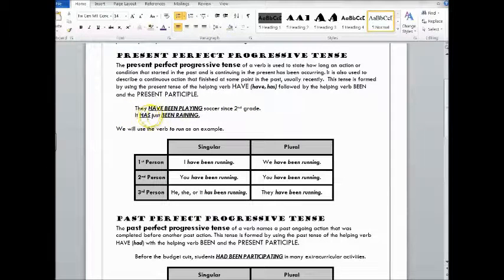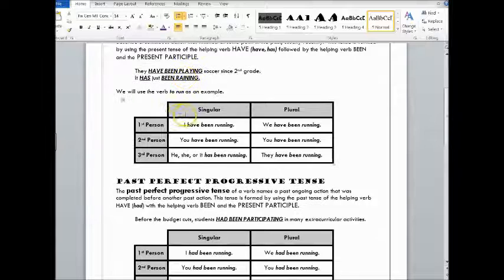Or it has just been raining. It's no longer raining, but it has just been raining. So it started in the past, it continued for a while, and now it stopped. Those are the two instances when you use this tense.